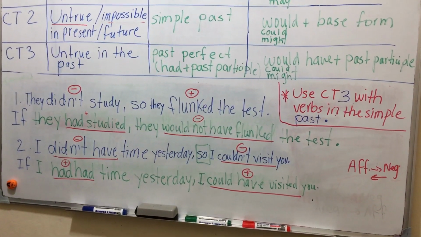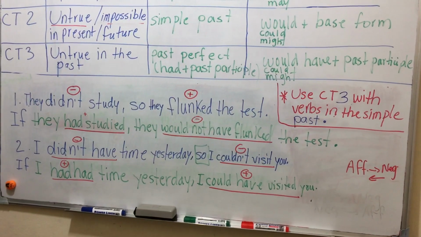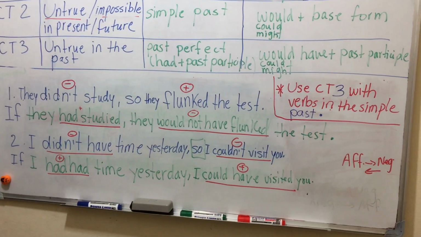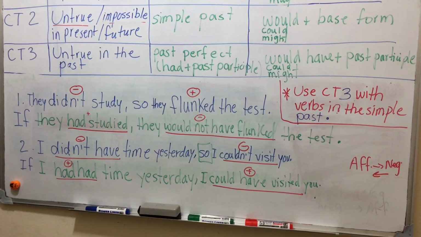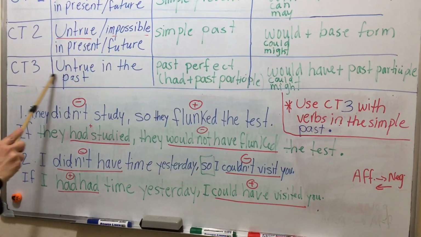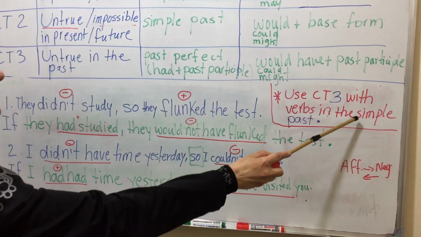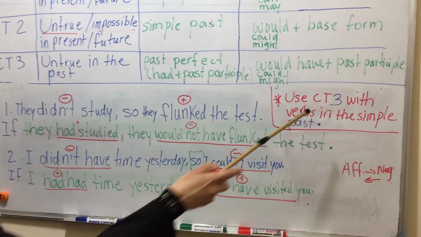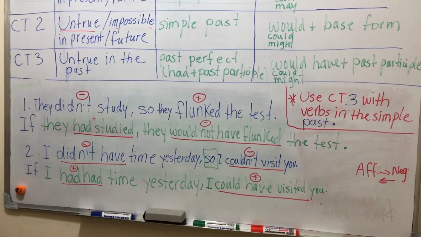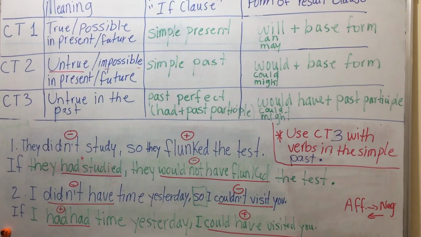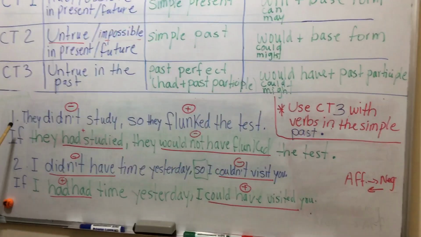Hi boys and girls. In this video we're going to learn how to write sentences using the third conditional. Just to remind you that the third conditional is untrue in the past. So the moment you see verbs in the simple past in a sentence, you automatically think, okay, I'm going to use CT3. Let's check out this sentence.